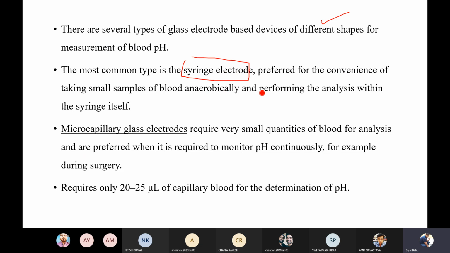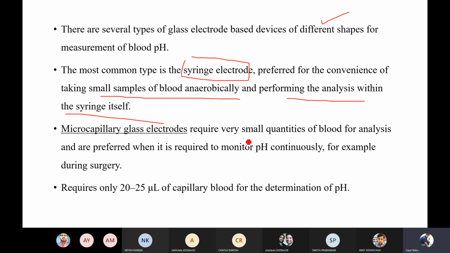Why is it most preferred? Because it is going to take a very small sample of blood and perform the analysis within the syringe itself. So you are going to take the blood out into the syringe itself, and the blood analysis is also done inside the syringe itself. That's why the syringe electrode is most preferably used.